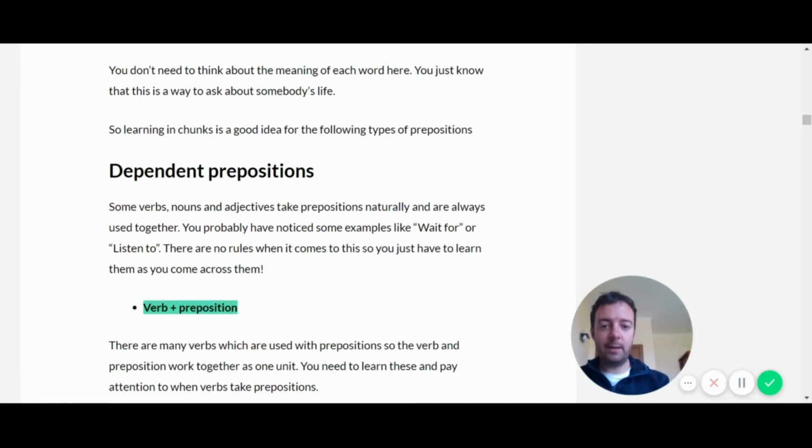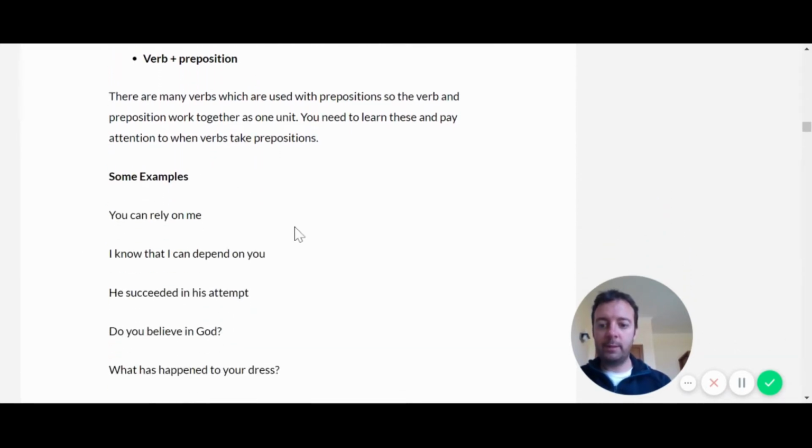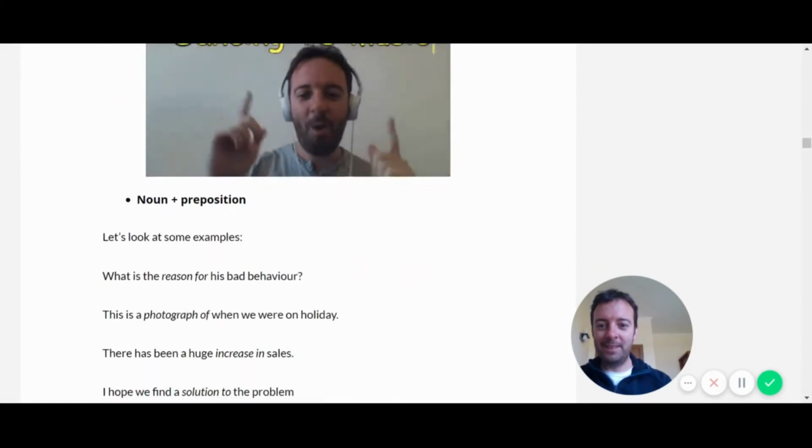So very common examples are wait for. Okay, we always say I wait for the bus. I wait for the movie to start. Okay, or listen to is another common example. So I listen to music. We always use to, okay, with listen. And there are more examples here. And there's a picture of me dancing.